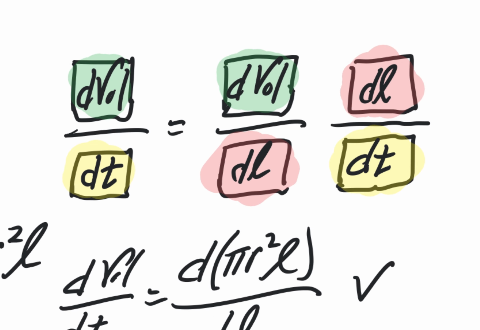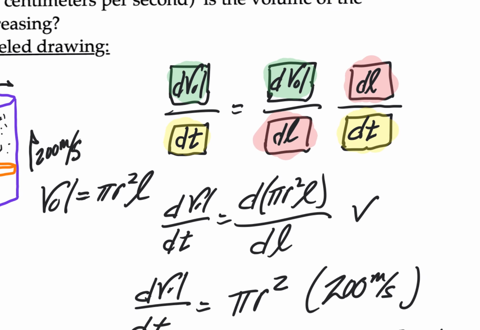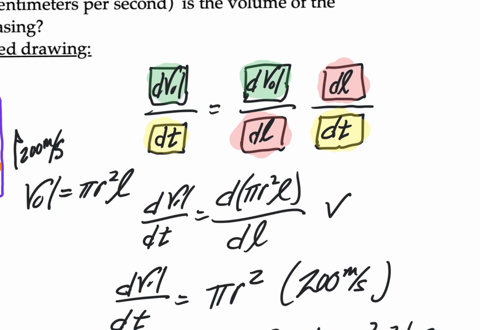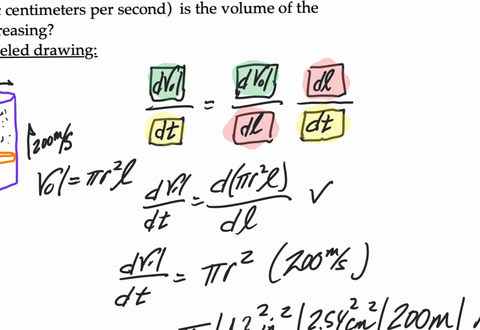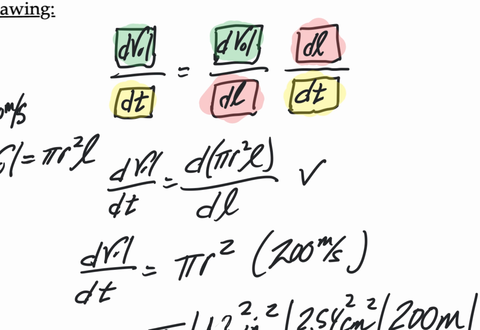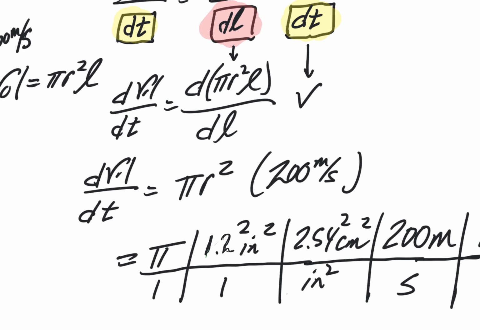So here's my boxes, and now I'm trying to find the change in volume with time, but time is not in the function for volume of a cylinder. It's pi r squared times L. So I sneak in dl over dl and then separate them out. And then I could say dV/dL, which is d of pi r squared L over dL, is just times v, because this part is v. And I end up with 200 times pi.